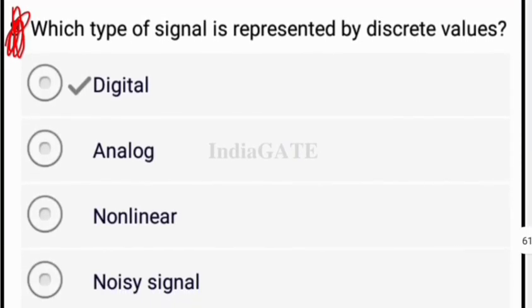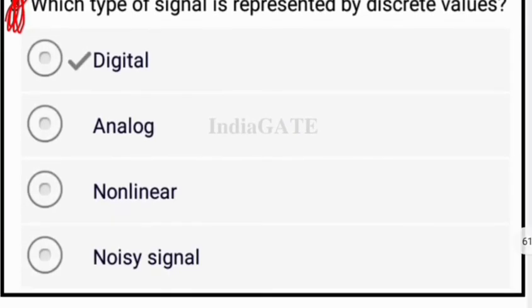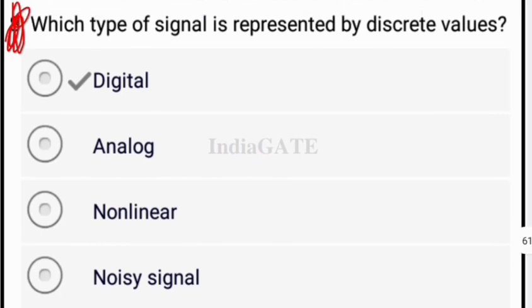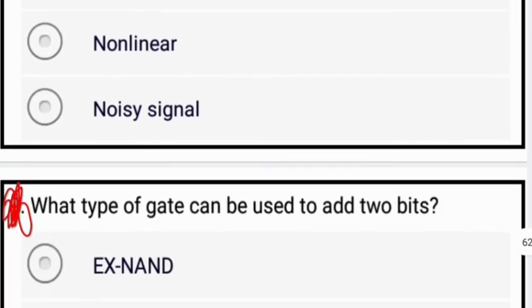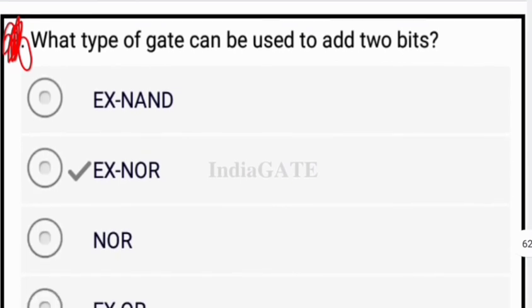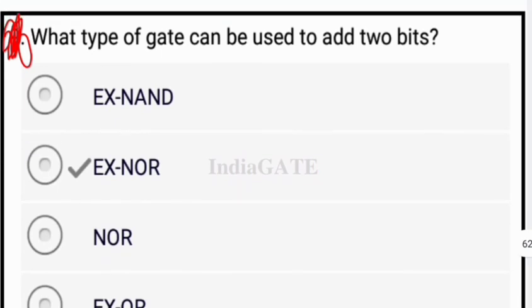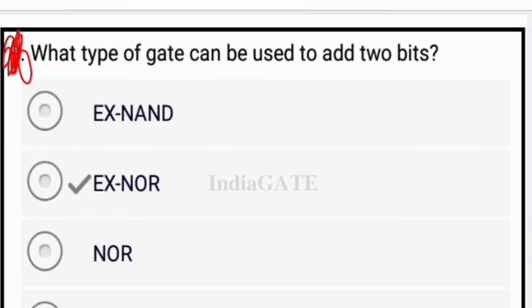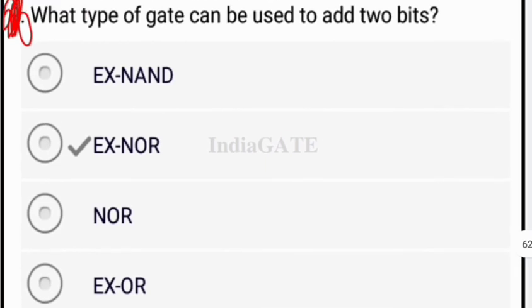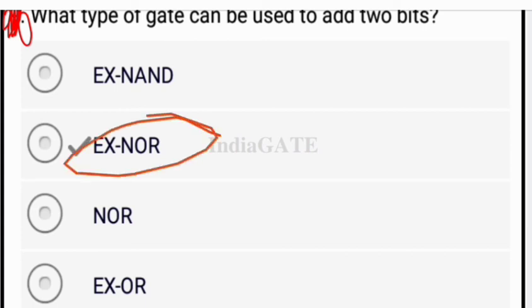Next question is defined as: which type of signal is represented by discrete values. So that is your digital type of signal. So option A is correct. What type of gate can be used to add 2 bits? So we know that we use the XOR. So there are 4 options, option A, B, C and D, and the correct answer for this question is XNOR. XNOR gate is used to add the 2 bits. Okay, now come to the next question.